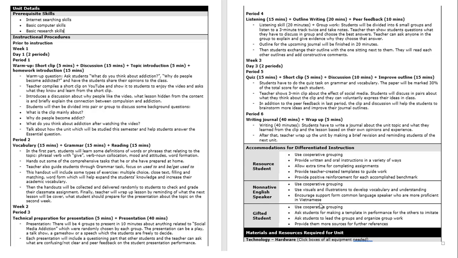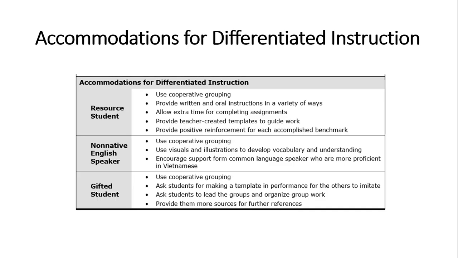Then, in the following periods, students will be allowed to improve their skills, such as reading, listening, writing, presentation skill, computer skill, and internet searching skill by doing tasks assigned by the teacher. At the end of the lesson, students will watch a video clip and write a journal about the effect of social media to reflect their thinking about this hot topic nowadays. There are also accommodations for differentiated instruction for resource students, non-native English speakers, and gifted students.